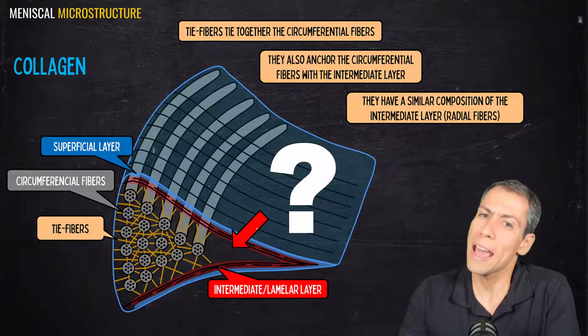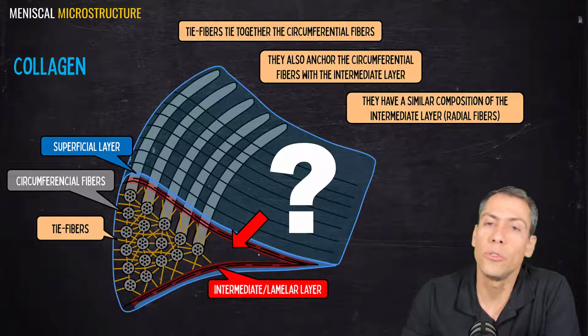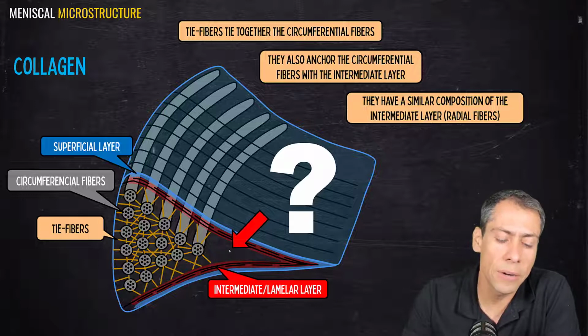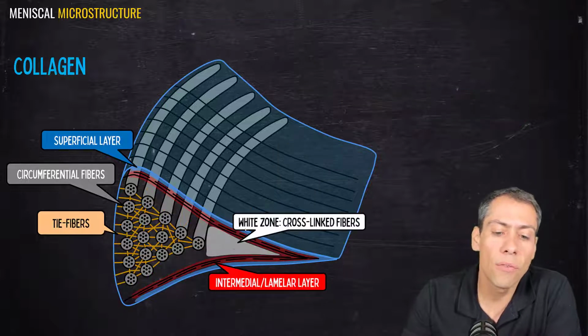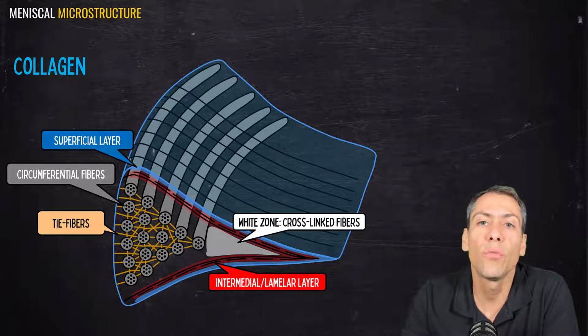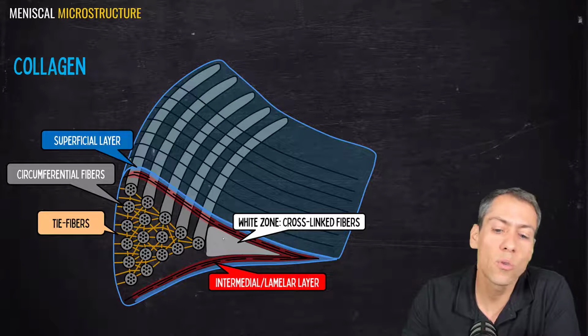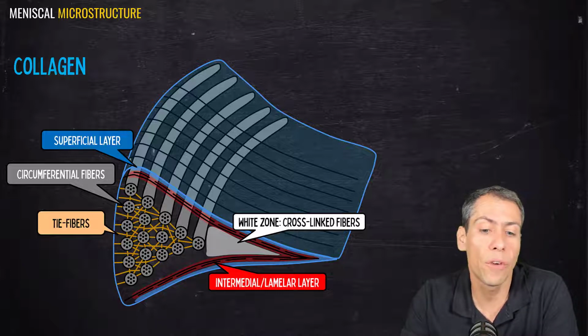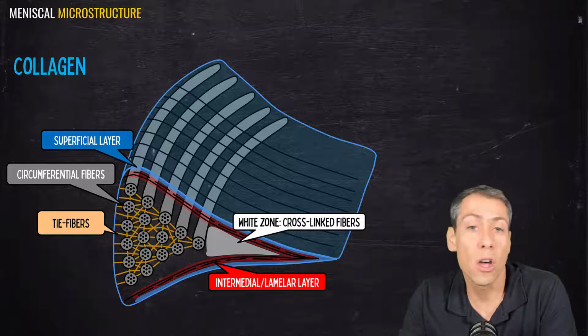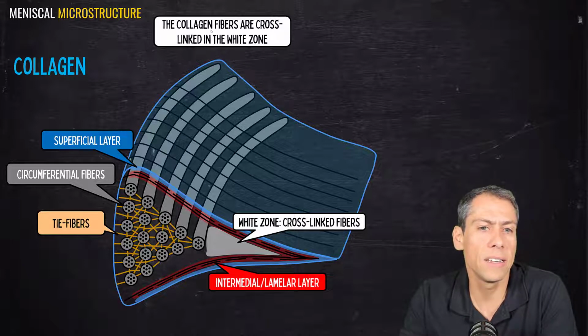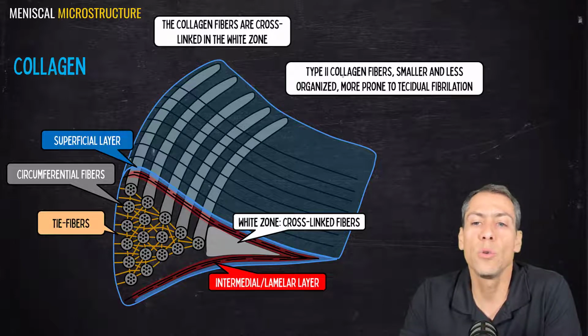And now you should be asking, and what about this region here, Rodrigo? What do we have in this area? In this area, we have cross-linked fibers. In the white zone, we have these cross-linked fibers. So in the red-white zone, the circumferential fibers predominate, type 1 fibers. In the white zone, we have these cross-linked fibers, formed predominantly by collagen type 2. And the collagen fibers are cross-linked in the white zone.